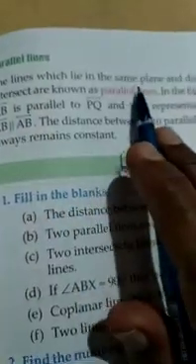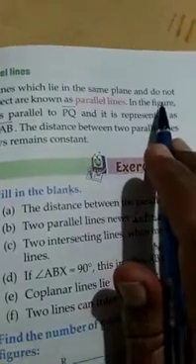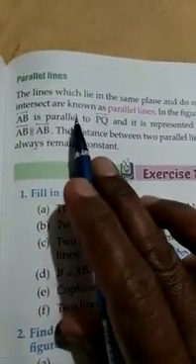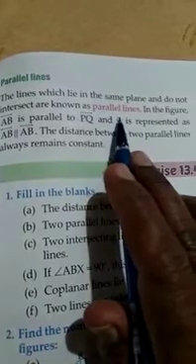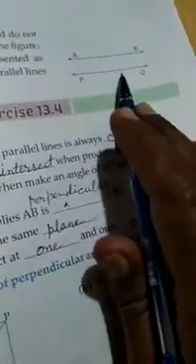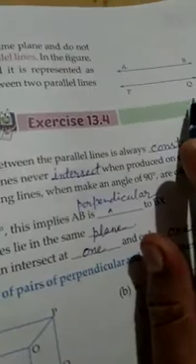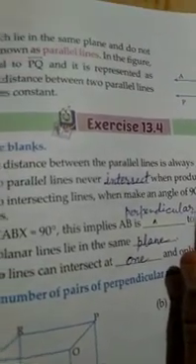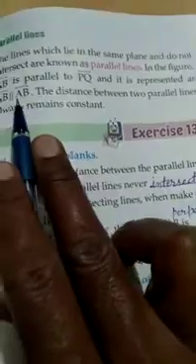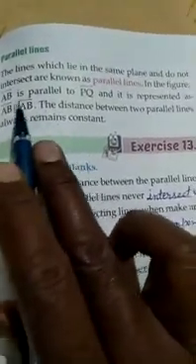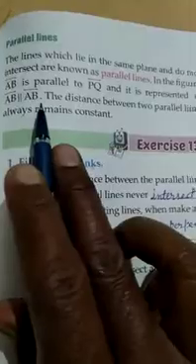Now parallel lines. What are parallel lines? The lines which lie in the same plane and do not intersect are known as parallel lines. Like this figure, you see AB and PQ. Here AB is parallel to PQ, and it is represented as, this is the parallel line sign, AB parallel to PQ. Here AB is written by mistake. So AB parallel to PQ.